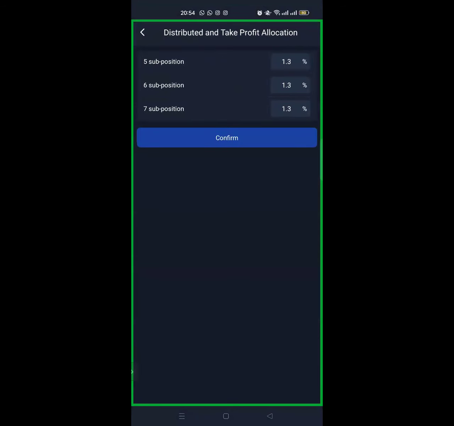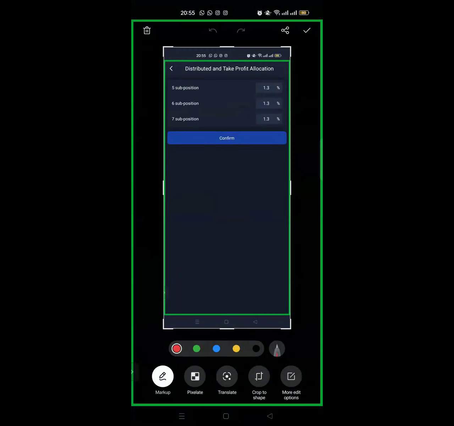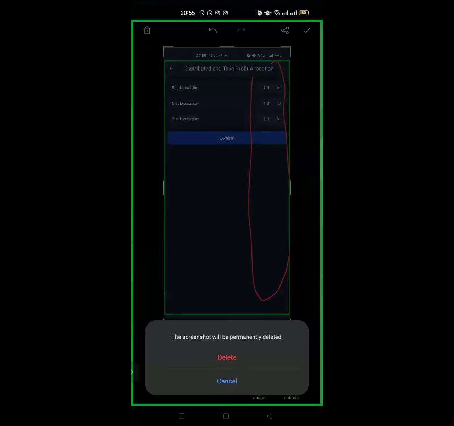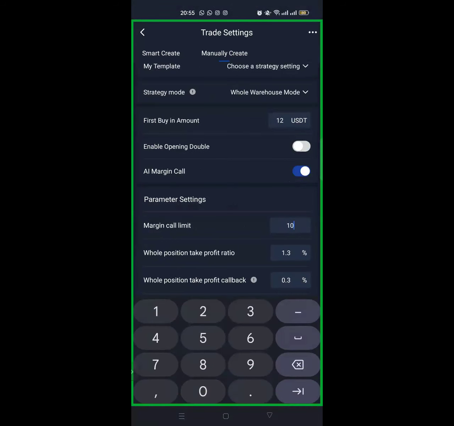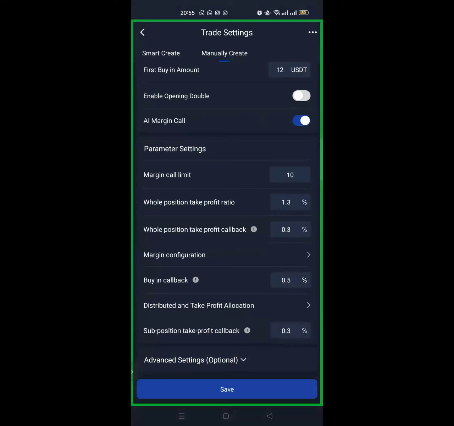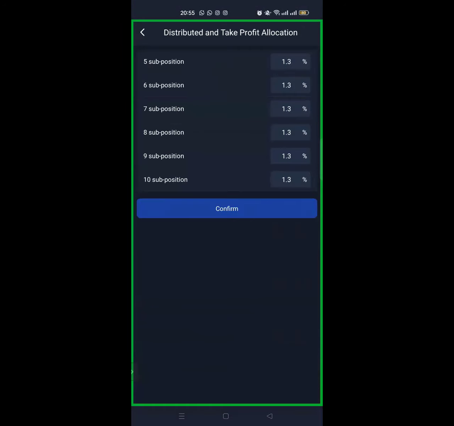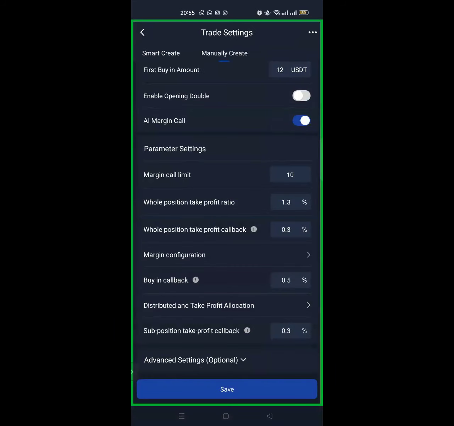you notice that it starts from the fifth call. So it is the percentage of your individual sell from your fifth call downwards. It's because my margin call limit is 7. That's why you can see 7 here. If I increase my margin call limit, let's say to 10, and I click on distributed take profit allocation, you are going to see from 5 to 10. So it controls from your fifth call downwards to any call that you set.